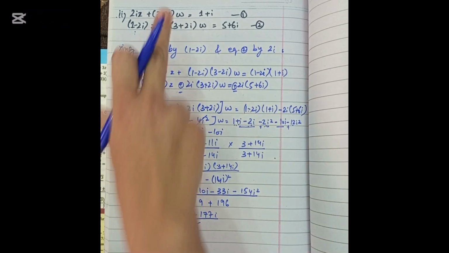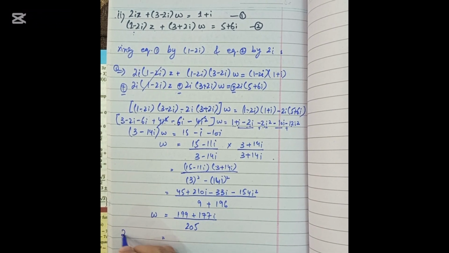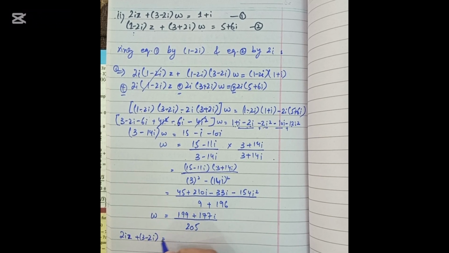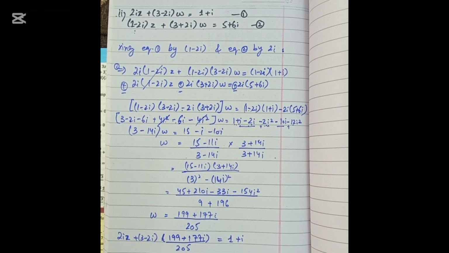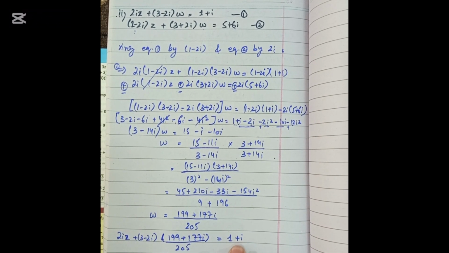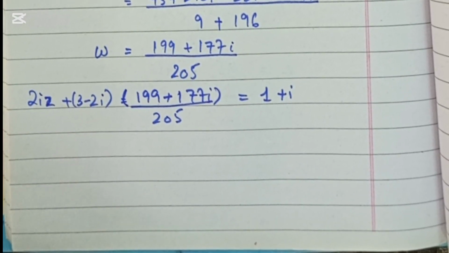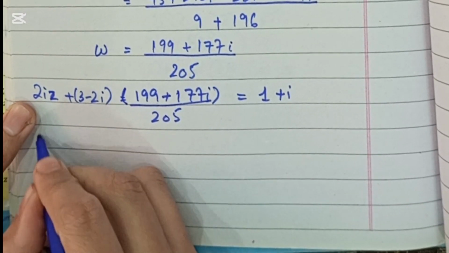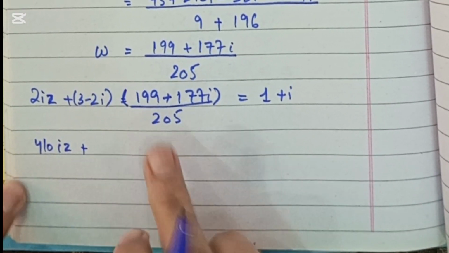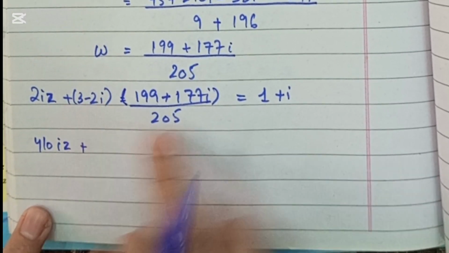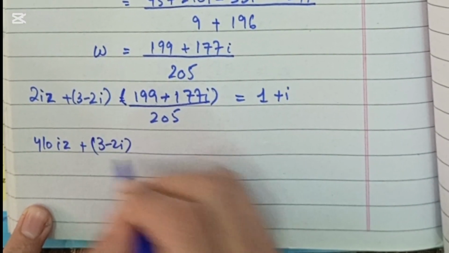Put this value of w in the first equation: 2 iota z plus 3 minus 2 iota. Instead of w, we will write 199 plus 177 iota divided by 205 equals 1 plus iota. Now I'll multiply 205 with this whole equation in order to cut it from here. So 205 multiplied by 2 iota z will be 410 iota z. And 205 multiplied with the denominator will be cancelled. We will be left with this.